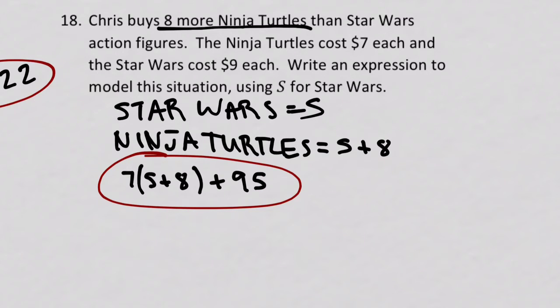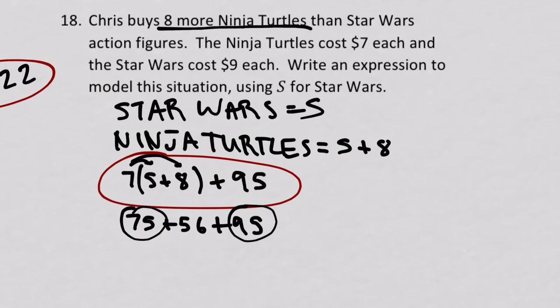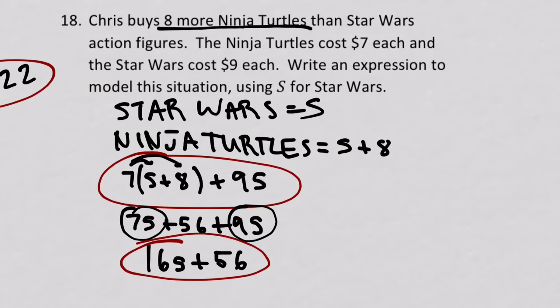There's nothing else to do here, okay? You can't solve this because it doesn't say what the total price was. The only thing, if you want to go a little bit further, is you can distribute. So 7S plus 56 plus 9S. And then combine the 7S and the 9S to make 16S plus 56. That's it. That's about as much as you can do, okay? So you can either leave it like this over here on top, or you can leave it like this. They're the same thing.